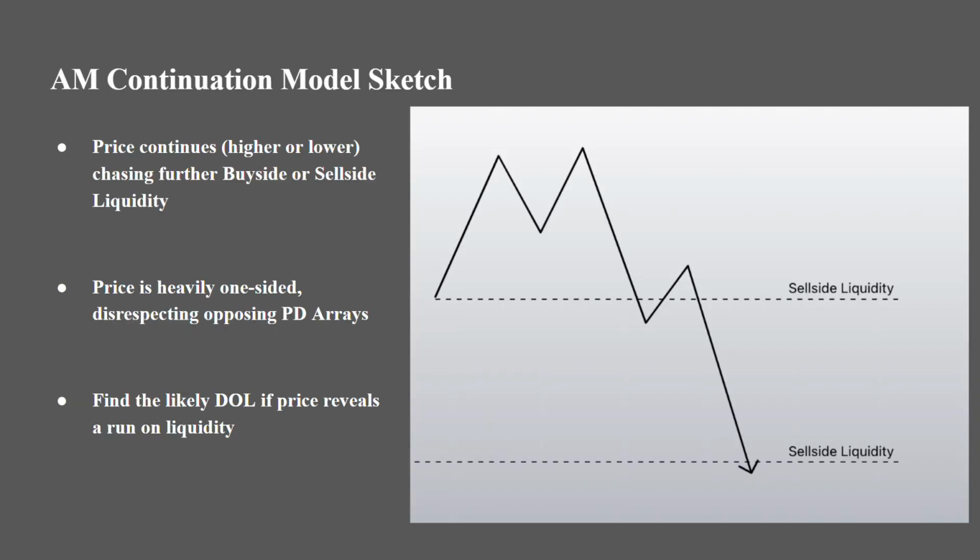So, as you can see, we have a rough sketch of what the model looks like. You see that price goes to sell side liquidity, fails to reverse, and continues lower, chasing further liquidity. Price is heavily one-sided in these situations, and it is disrespecting opposing PD arrays along the way. This means in this given sketch, bullish fair value gaps, bullish breakers, bullish order blocks, bullish IFVGs are being disrespected.